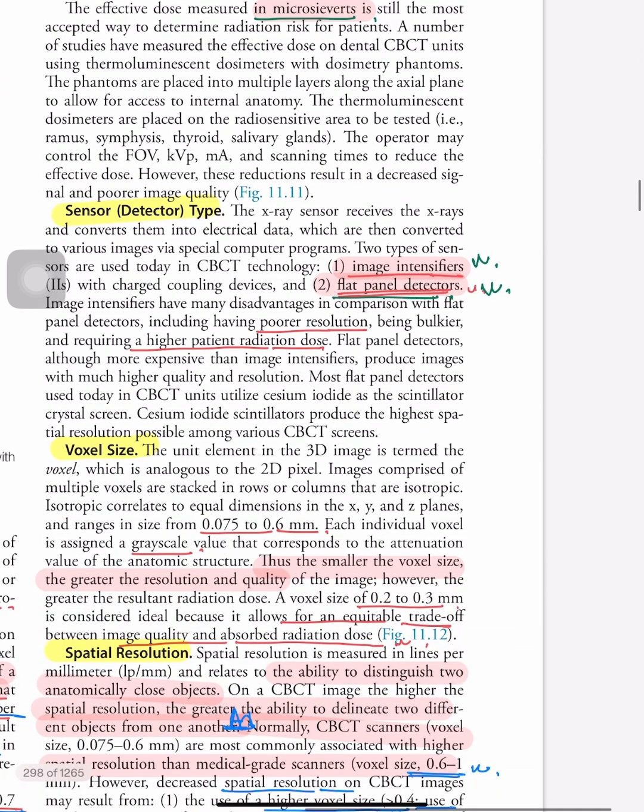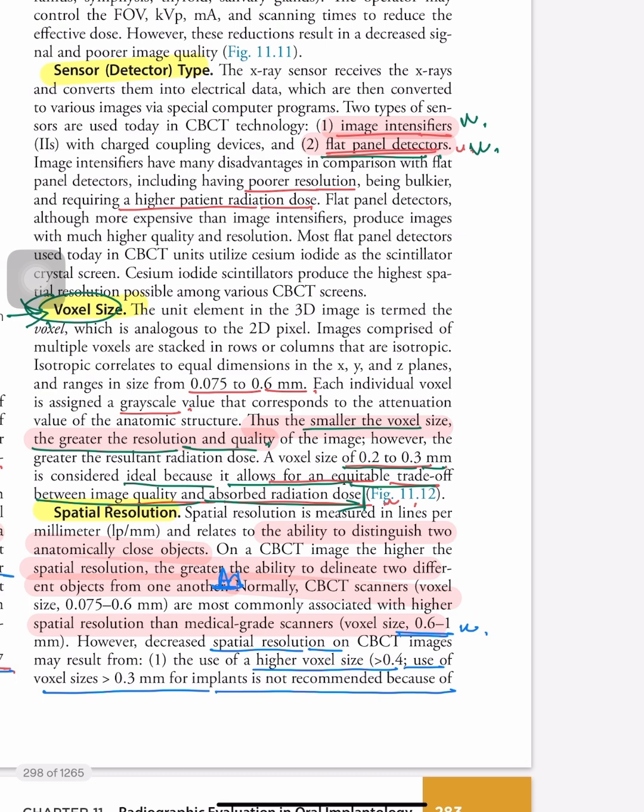Voxel size. When we talk about the voxel, we have already discussed what a voxel is. The smaller the voxel size, the greater the resolution and the quality. A voxel size of 0.2 to 0.3 millimeter is considered ideal because it allows for an equitable trade-off between image quality and the absorbed radiation dose.